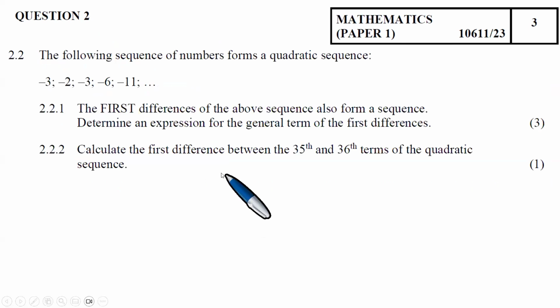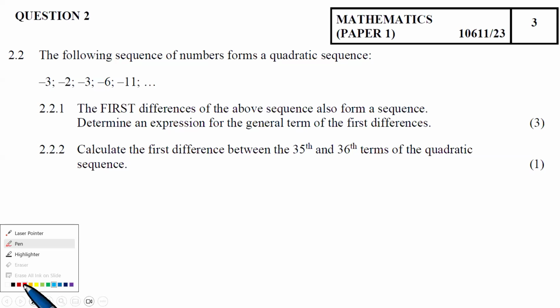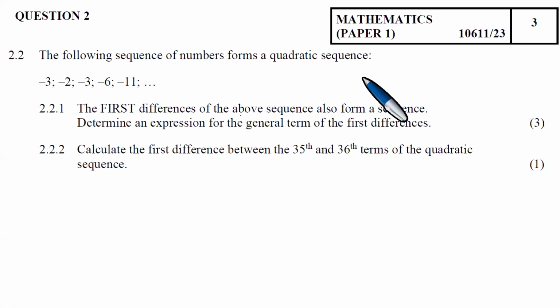Okay, the next question is this one, 2.2. The following sequence of numbers forms a quadratic sequence: minus 3, minus 2, minus 3, minus 6, minus 11. The first differences of the above sequence also form a sequence. Determine an expression for the general term of the first differences.